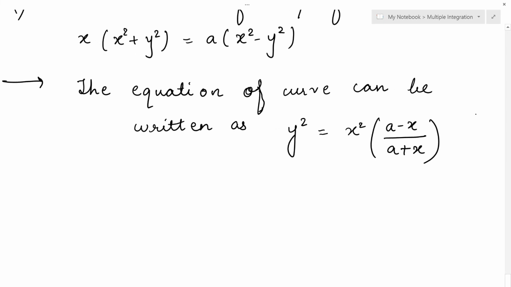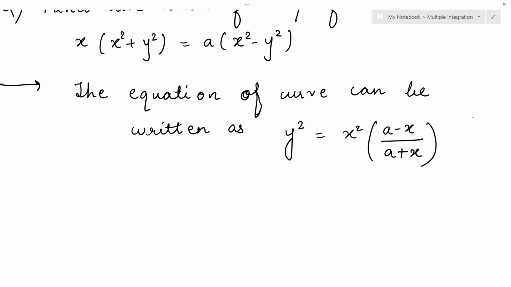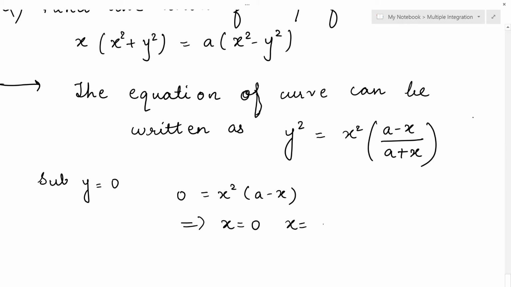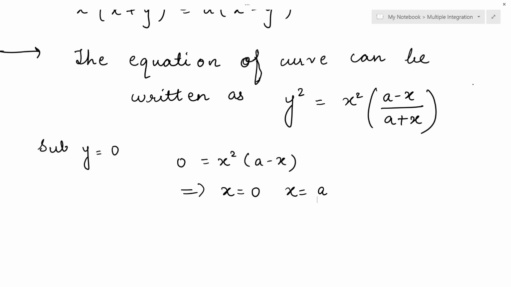So now we will trace this curve. We will find the point of intersection of the curve with the x-axis, which we obtain by putting y is equal to 0. If I substitute y is equal to 0, I'll get x square into a minus x is 0. So what x values will you have? 0 twice, and the other value will be a, right? So the loop will touch 0 and a over here. The loop lies between (0, 0) and (a, 0), that you know.